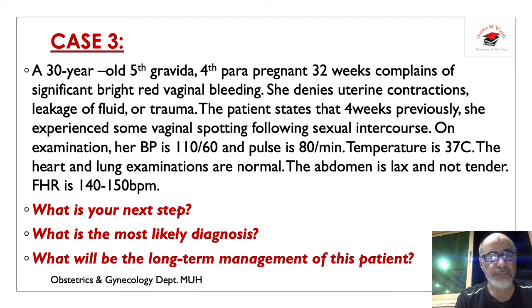Following sexual intercourse. On examination, the blood pressure is 110 over 60, pulse is 80 beats per minute, temperature 37 degrees Celsius. The heart and lung examination are normal. The abdominal examination revealed the abdomen lax and not tender. Fetal heart rate 140 to 150 beats per minute. What is your next step? Ultrasound to confirm placental localization, which is mostly placenta previa.